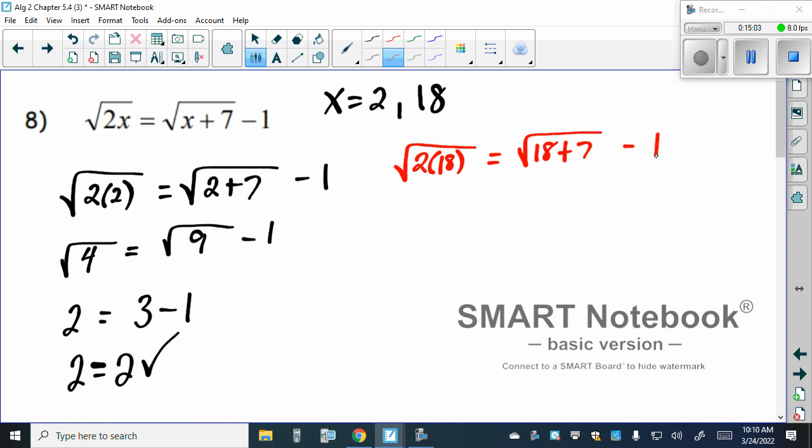Now 18. So we have 2 times 18 equals square root of 18 plus 7 minus 1. And most likely, if y'all are checking this here, you would have stuck the whole thing into the calculator, each side. Because we could have stuck square root of 2 times 18 into the calculator, and this would have given us 6. Because 2 times 18 is 36. Square root of 36 is 6. 18 plus 7 is 25. Square root of 25 is 5.